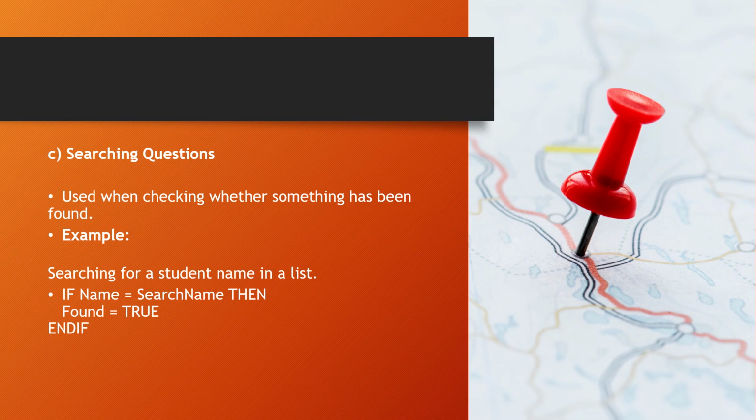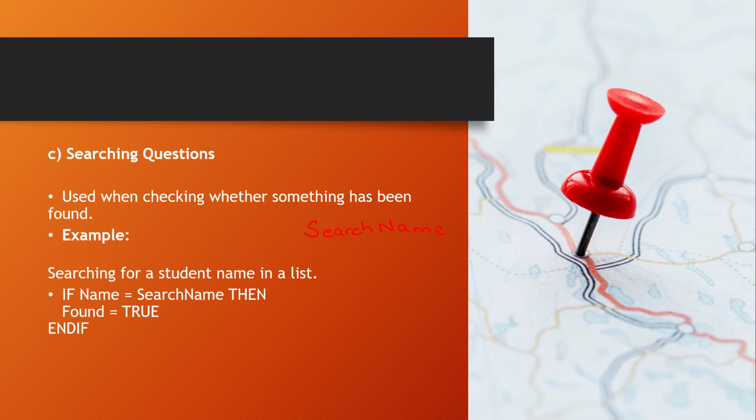Let's take another example using Boolean operators, and these involve searching questions. Those are used when checking whether something has been found. For example, if you want to search for a student name in a list, we take the input from the user and the input is stored in the variable search name. That is, this is the name that we are looking for in the list.